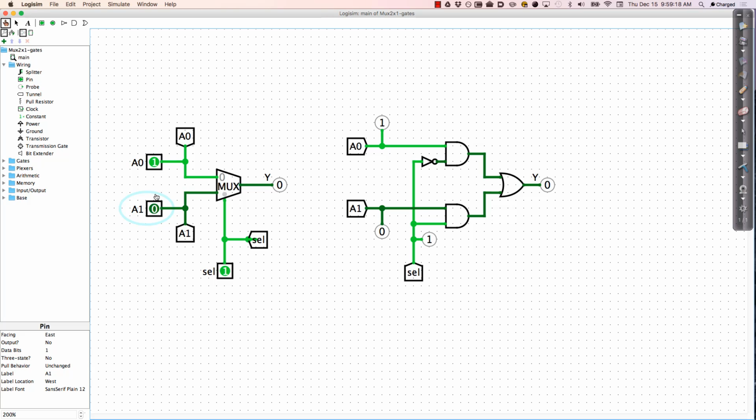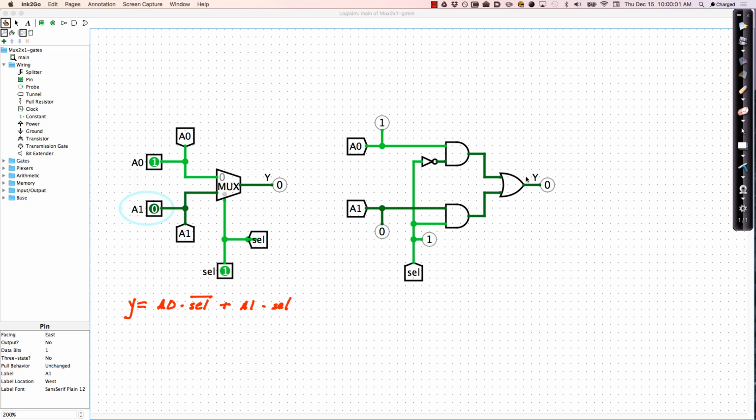The logic of this is that Y is equal to A0 when the select bit is false, or it's equal to A1 when the select bit is true. And we can see that reflected over here in the logic diagram. Y is equal to A0 ANDed with select bar, or A1 ANDed with select.